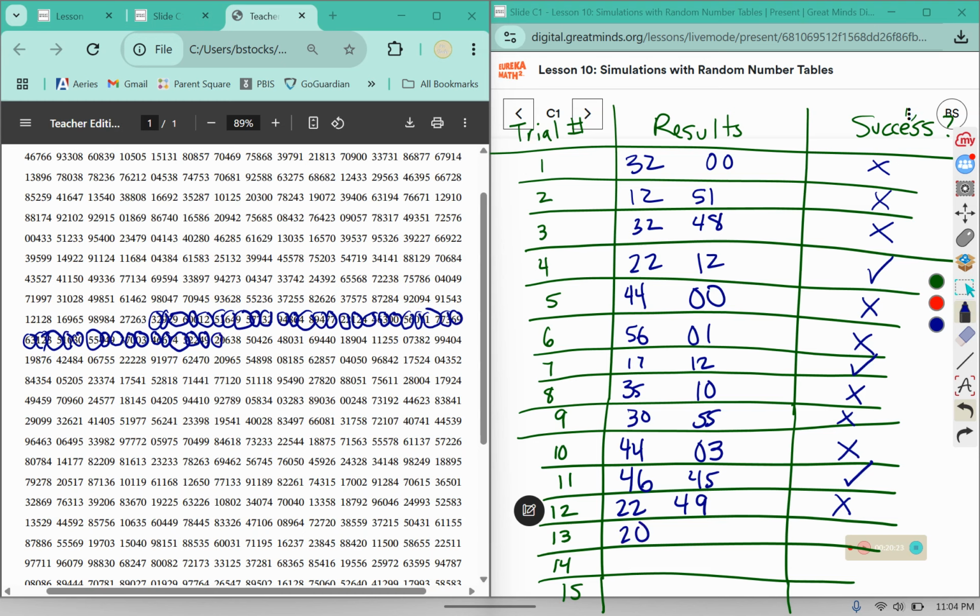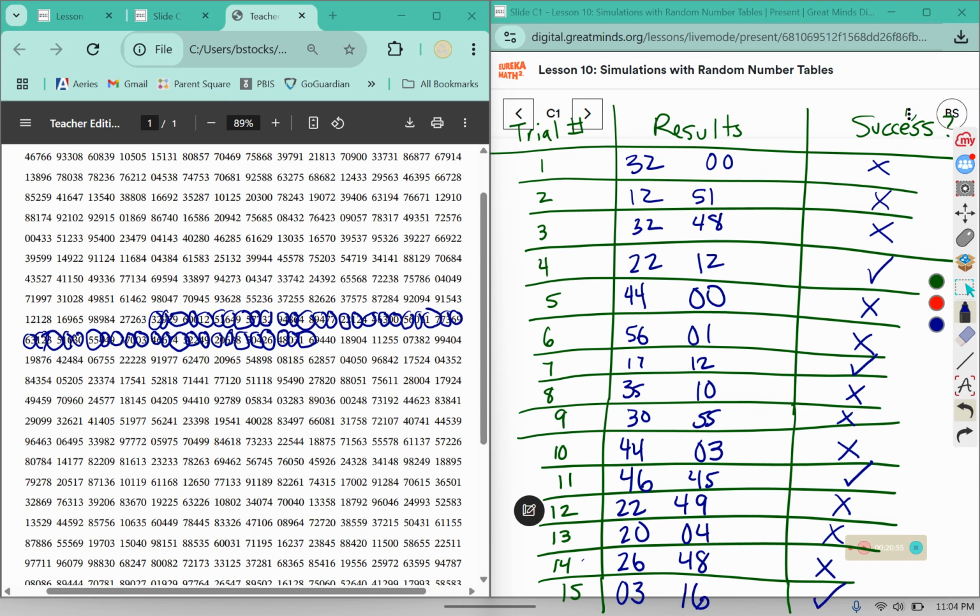I can use 20. 63 is too high. 85 is too high. 4 would work. The difference between those is 16, so that's too high. That's a failure. 26 works. And 48 works, but the difference between those is more than 15. Here I have 3 and 16. The difference between those is within 15, so that is a success.